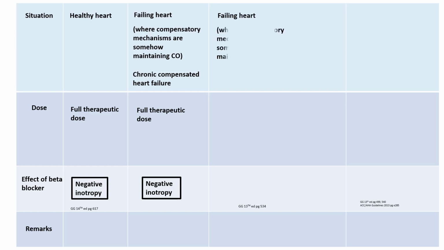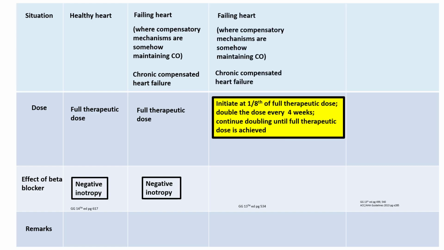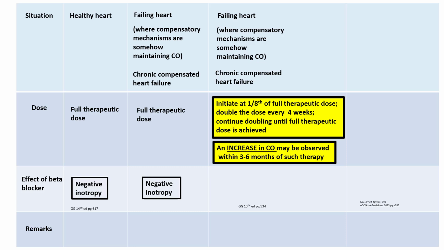But if we started the same drug at 1/8 of the full therapeutic dose and then double the dose every 4 weeks and continue doubling until full therapeutic dose is achieved, what we can expect is an increase in cardiac output within 3 to 6 months of such therapy. And in such a condition, beta blockers are positively inotropic.